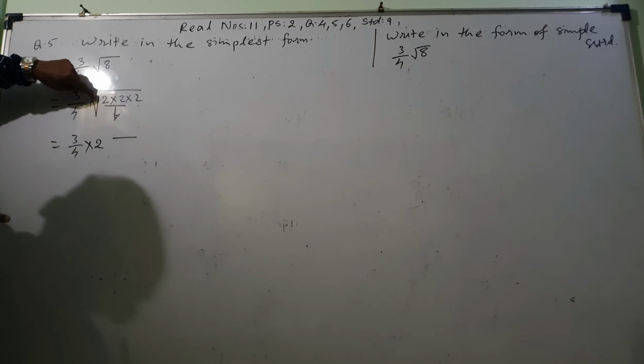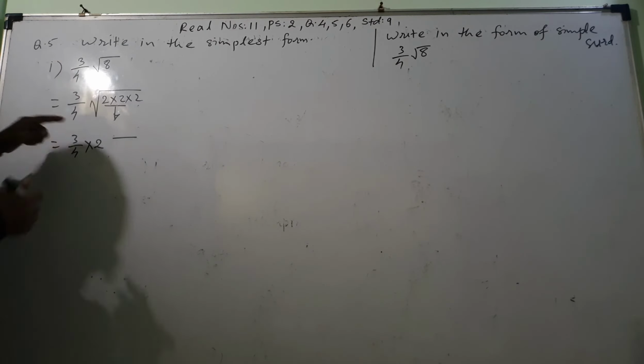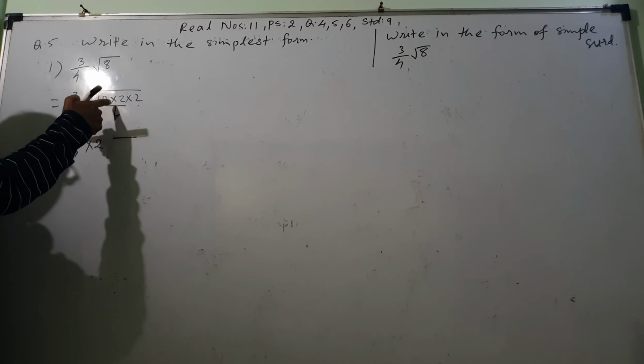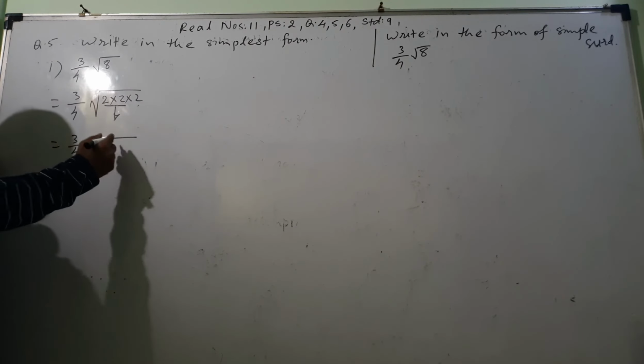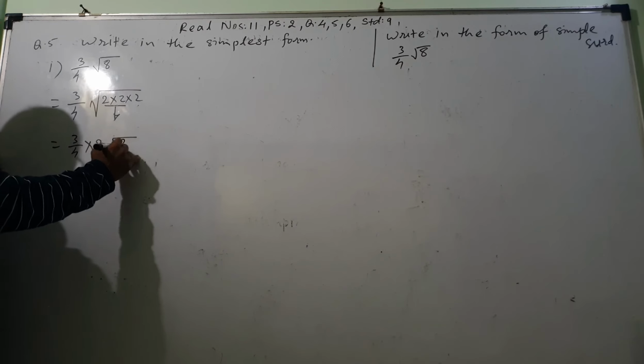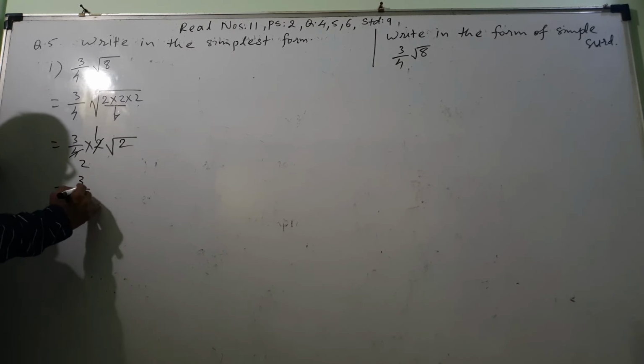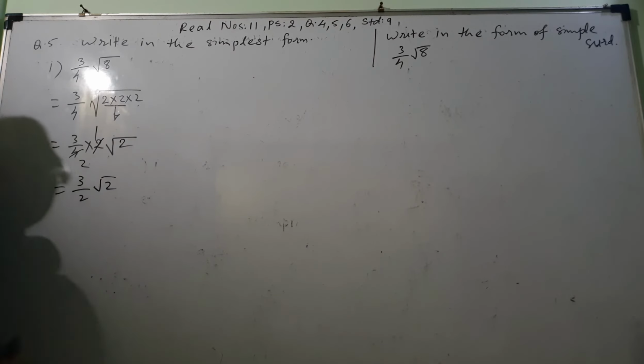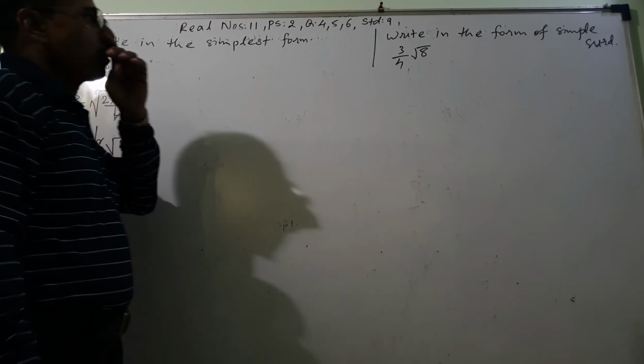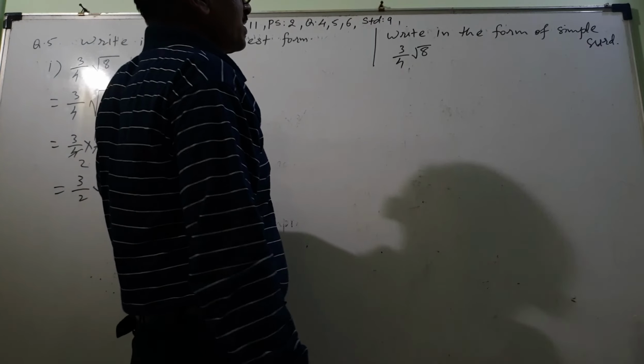So if here it is 3, we will make the group of 3. If here it is 4, then we will make the group of 4 of same numbers. So here it is 2, so I will make the group of 2 and take 1 out. And this is remaining. It doesn't have a pair. 2 1 the 2 2s are 4. This is equal to 3 upon 2 root 2. In the simplest form, this is the simplest form.